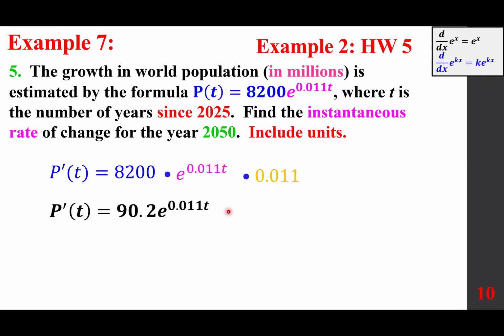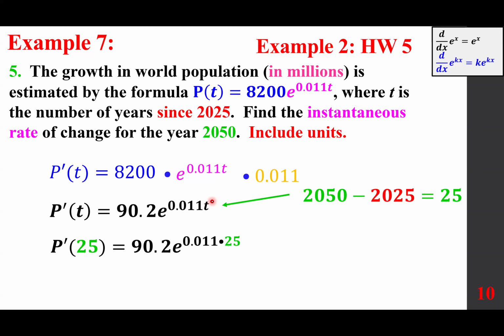Now, t is the number of years since 2025. So the difference between the two is the value of t, and the difference is 25. Replace the t with 25. So we want P'(25), which means 90.2 e^(0.011 times 25). You put it into a calculator, it gives you a number.